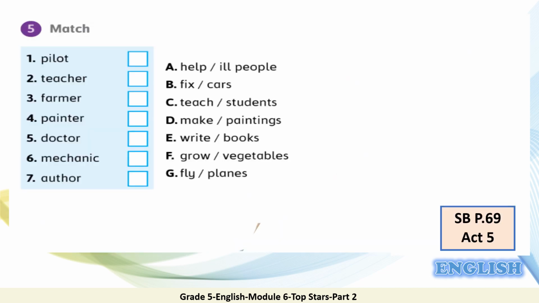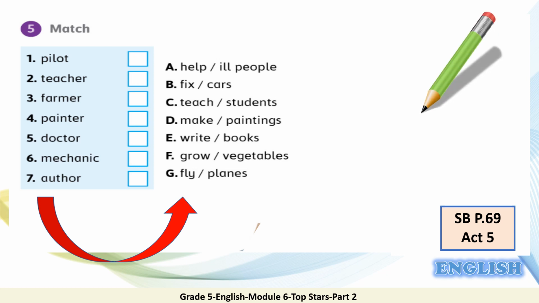In this activity, I want you to match the first column, the occupations, with the second column, the phrases. I mean, the first column from 1 to 7 with the second column from A to G. Don't forget to prepare your pencil because you are going to write down the letters from A to G. Are you ready? Let's go.